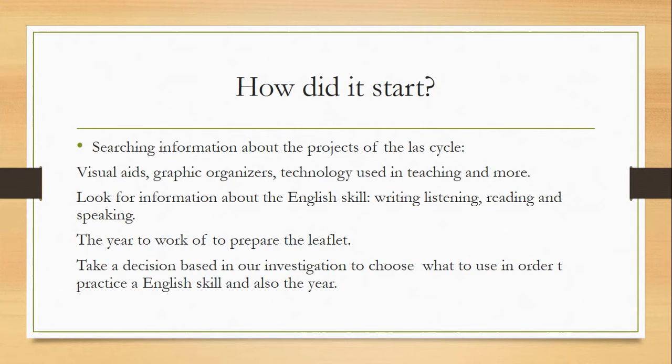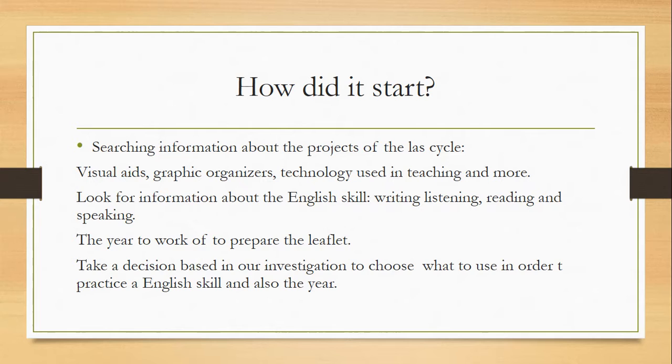Well, I'm going to tell you how it starts. We started searching for information about the projects of the last cycle. For example, we looked for information about visual aids, graphic organizers, technology used in teaching, and more. Also, we had to look for information about the English skills, which are writing, listening, reading, and speaking, but we also added the part of grammar and vocabulary.